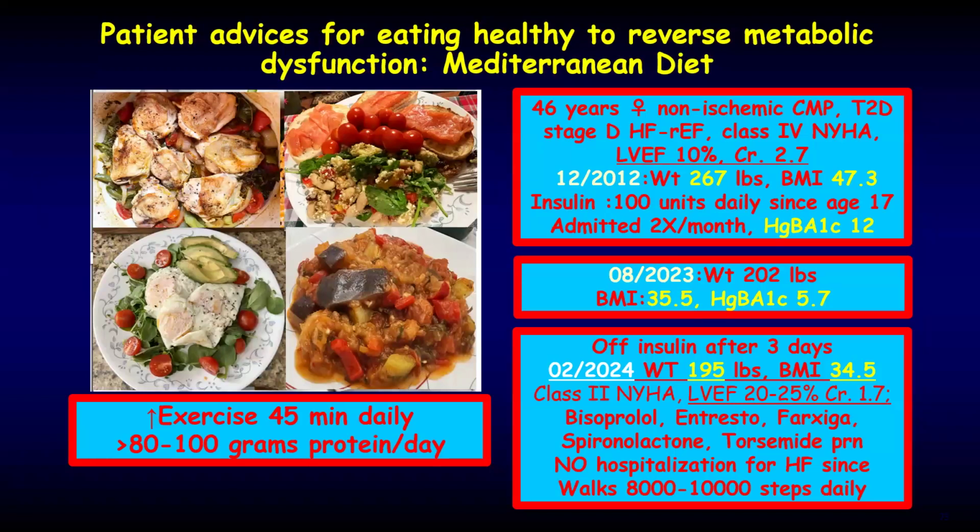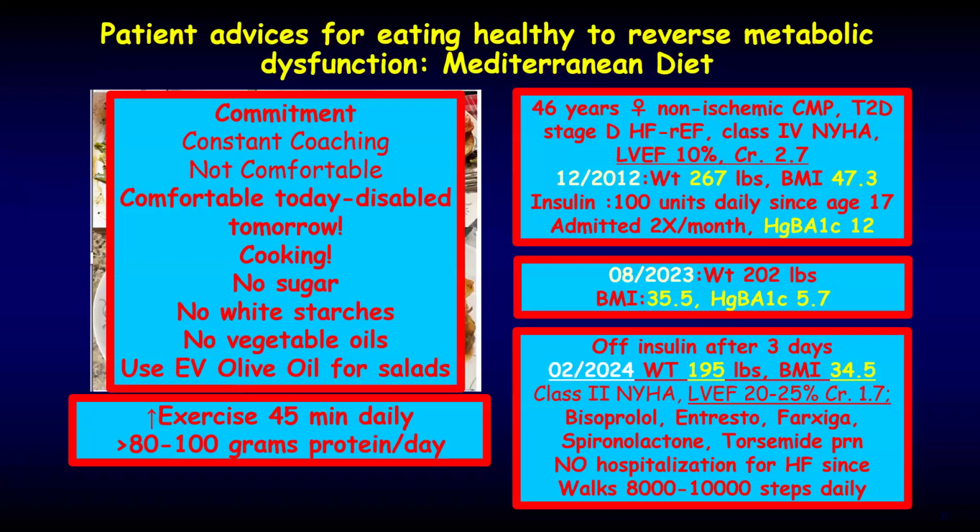So this tells you, and obviously she doesn't have coronary disease. This is a pure metabolic cardiomyopathy. But if you can do that, what does it take? First of all, they need to hear from the doctor and from every doctor, not just me. It requires some constant coaching. I tell them you can't be comfortable. You're going to have to cook, or somebody has to cook. You're comfortable today, you're disabled tomorrow.